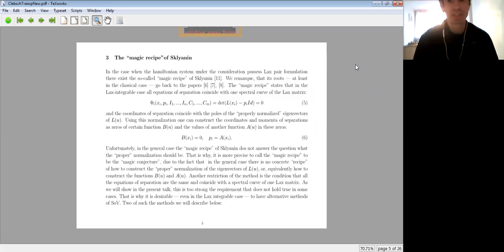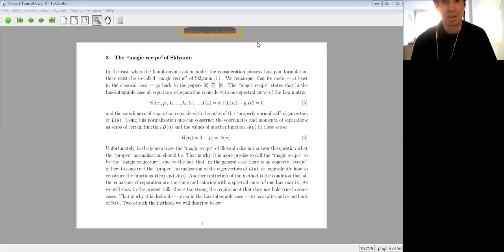Well, the magic recipe states that in the Lax integrable case, all equations of separation should coincide with one spectral curve of the Lax matrix. That is, all equations of separation have the form phi. And the coordinates of separation coincide with the poles of properly normalized eigenvectors of the Lax matrix. Using this proper normalization, one can construct the coordinates and momenta of separation as zeros of a certain function b of u and the values of another function a of u in these zeros by formula 6.